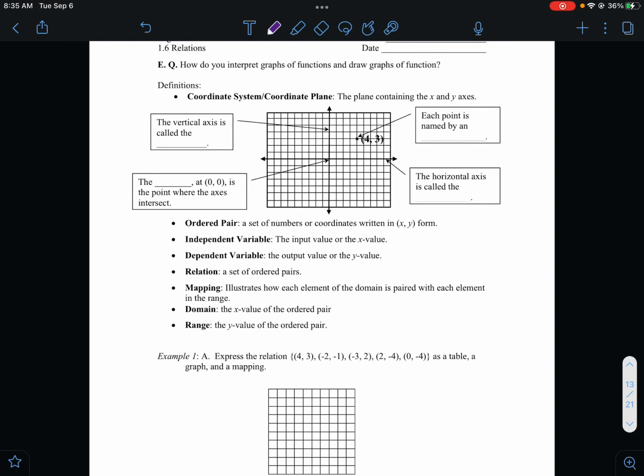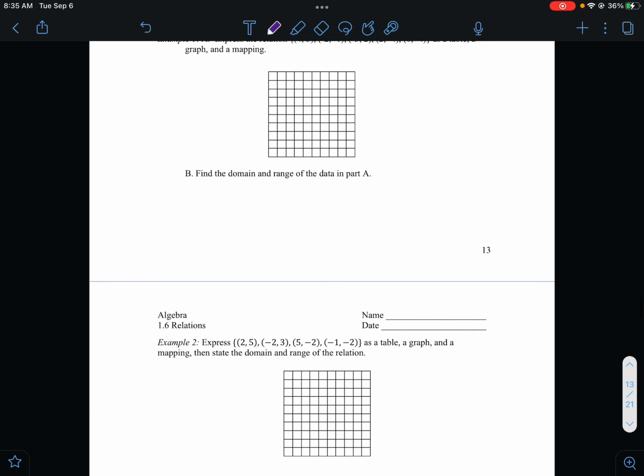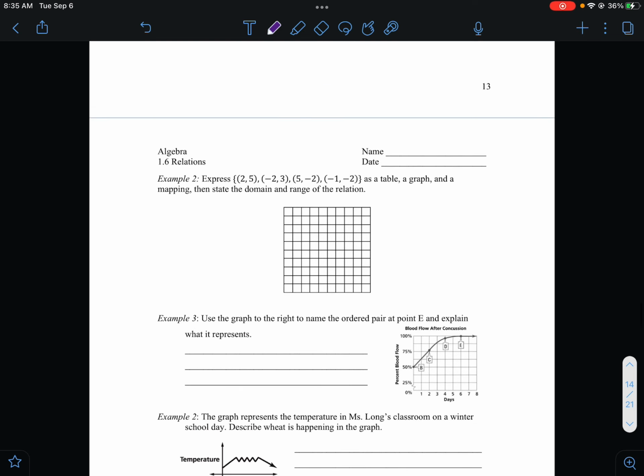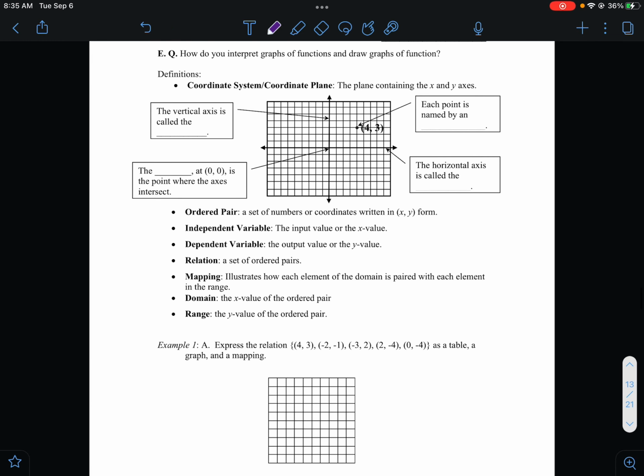Hello, today we are going to start lesson 1.6 and it's all about relations and the coordinate plane and, as you can see, graphing, okay? So first let's get started with the coordinate plane system, okay? So the coordinate system or the coordinate plane.